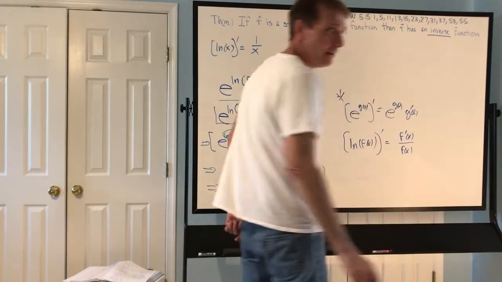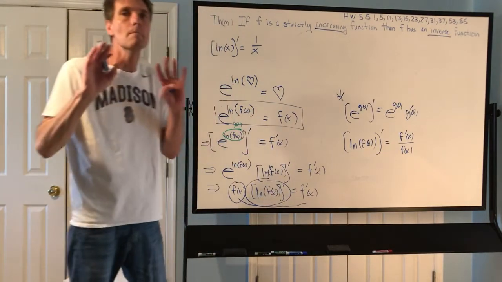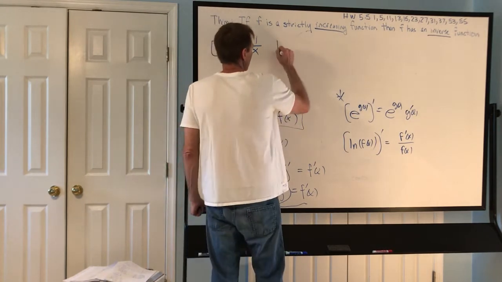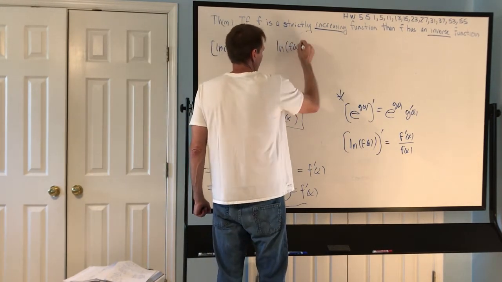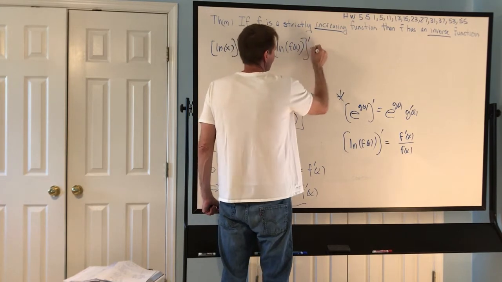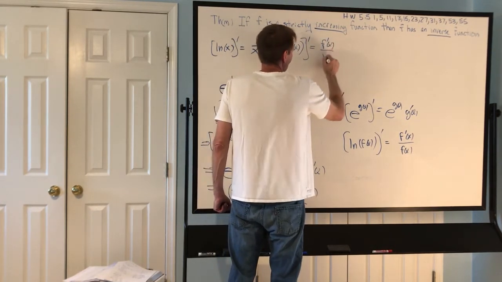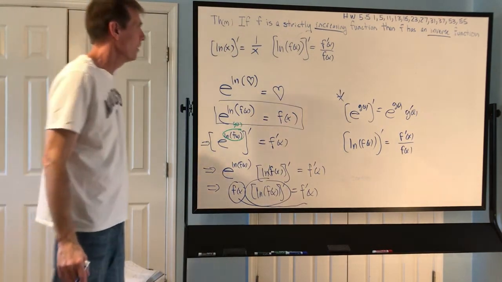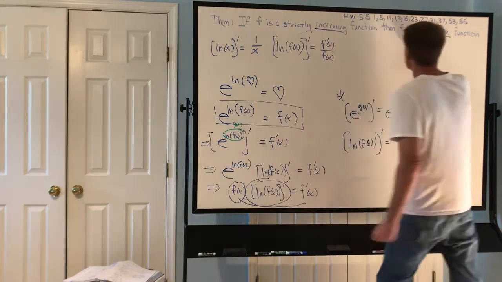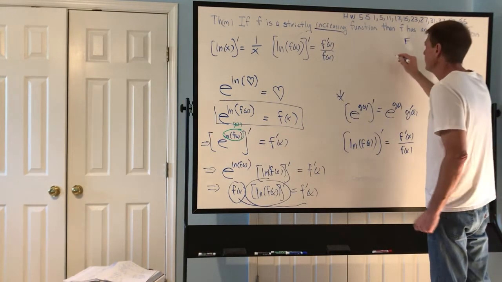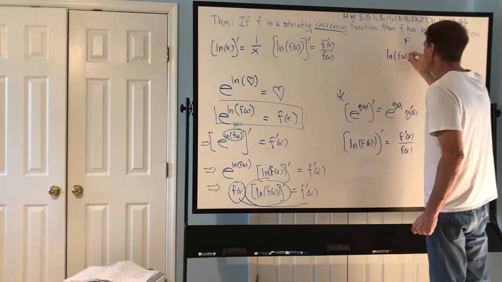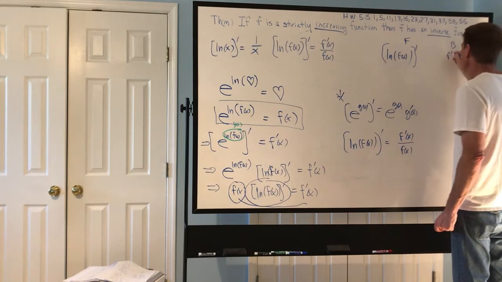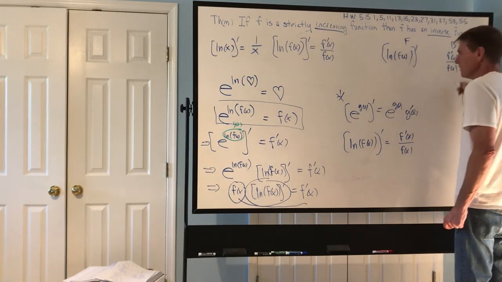And this is a flashcard. Those are the two major flashcards for the day. So on your flashcard it would look like this. Here would be your front, here would be your back. You would have the natural log of f of x prime, and on the back you would have f prime of x over f of x.